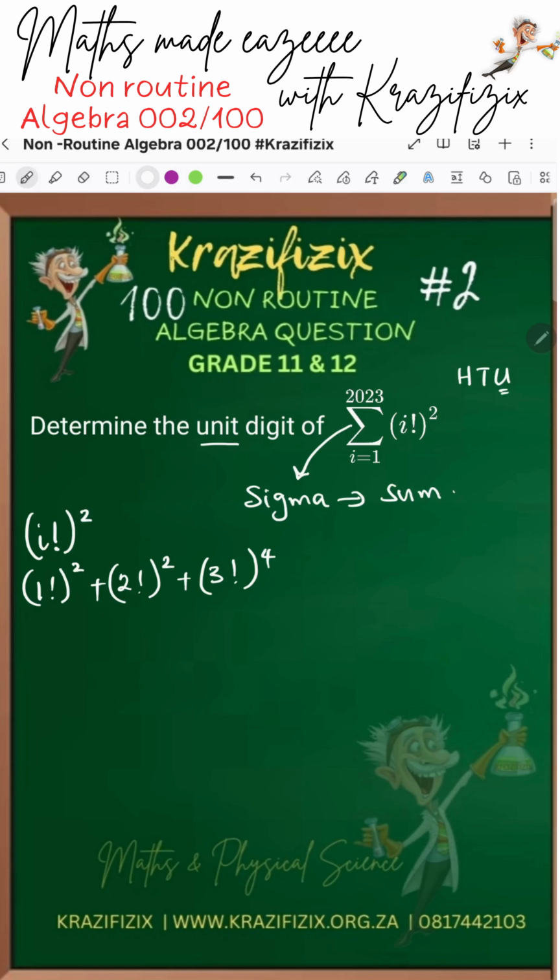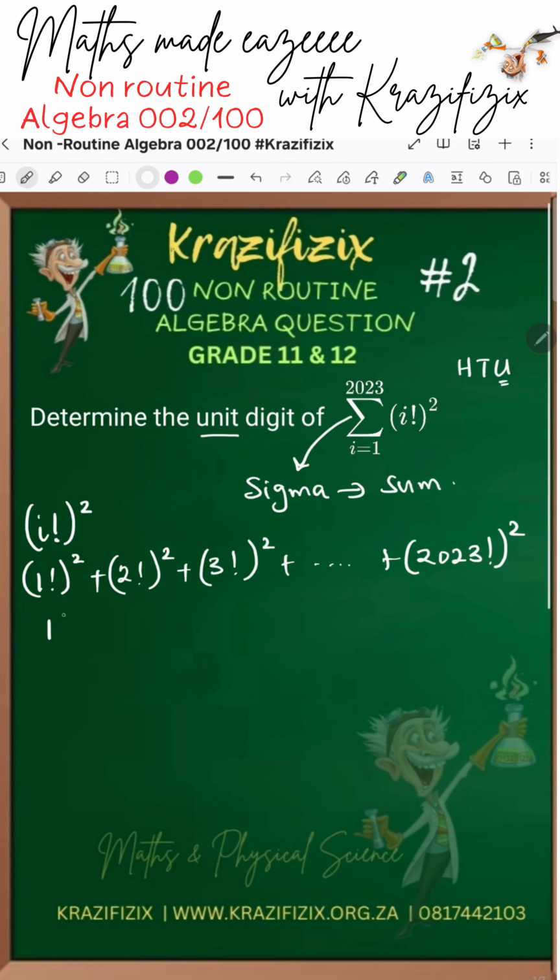And that will continue until we get to the last one, which we really cannot do because we're not even using a calculator to do this. All right, let's look at something. What is 1 factorial squared? Basically, it is 1 squared, and that is 1.